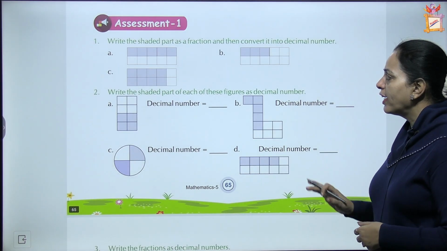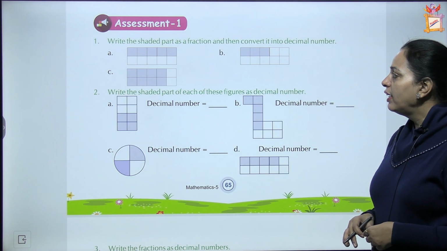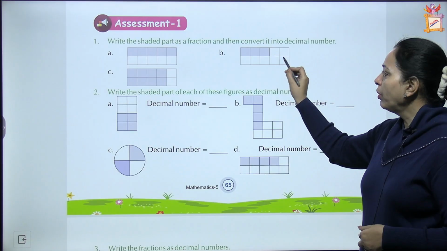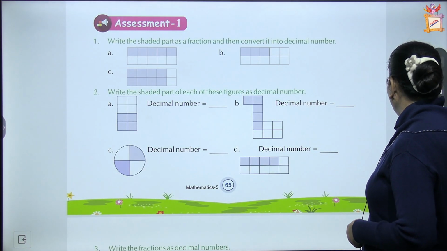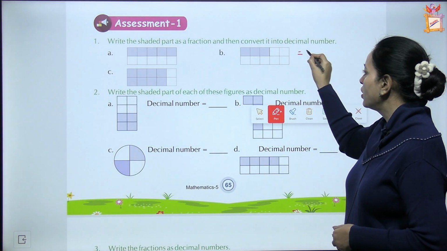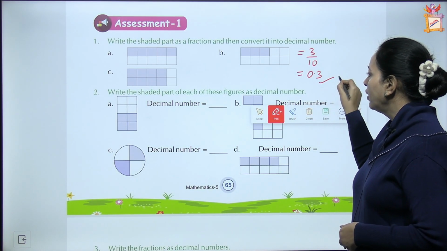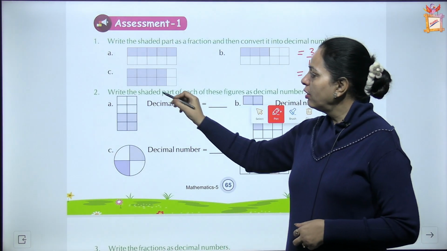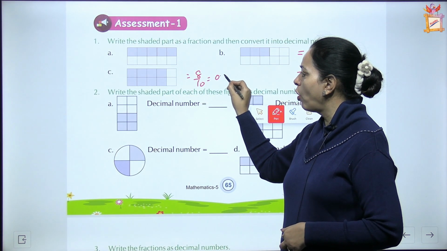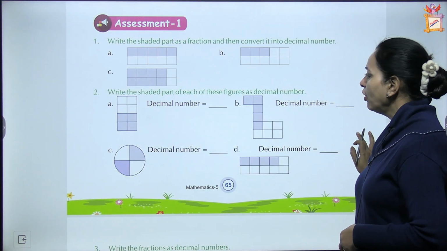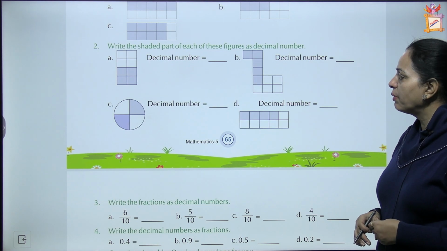Now assessment 1. Question number 1. Write the shaded part as a fraction and then convert it into a decimal number. Like here B part, how many total? 1, 2, 3, 4, 5, 6, 7, 8, 9, 10. Out of 10, 3 are shaded. So this is 3 by 10. So that is 0.3. Here 8 out of 10. This is 0.8.